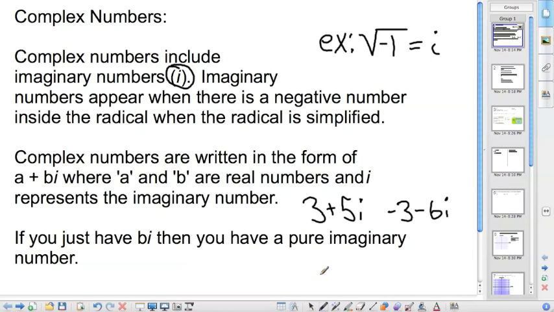If you just have bi, then it's called pure imaginary. So if you have 5i or -15i, these are pure imaginary numbers.